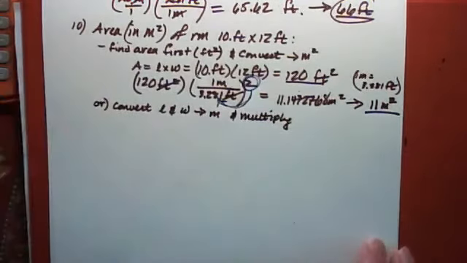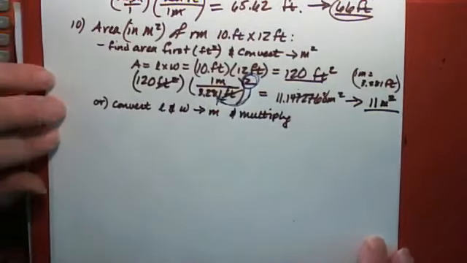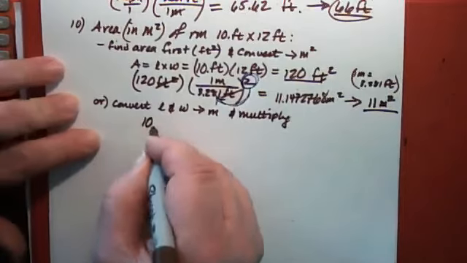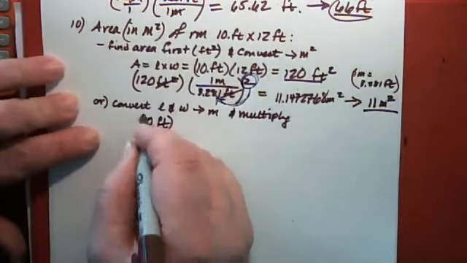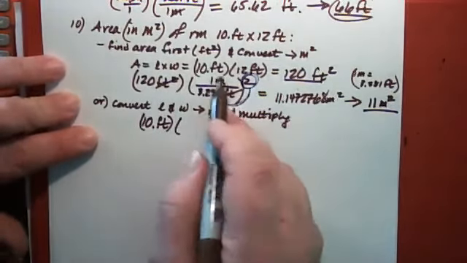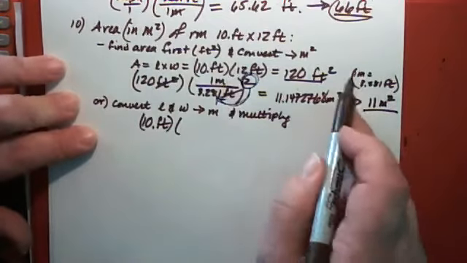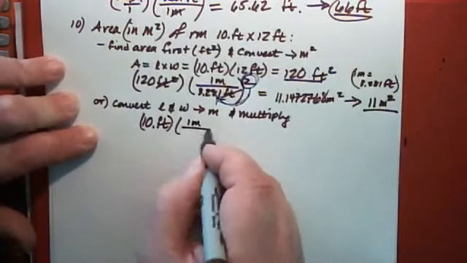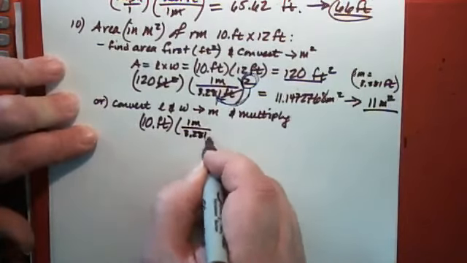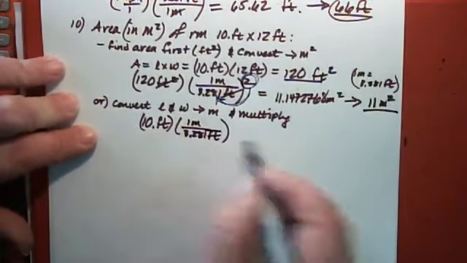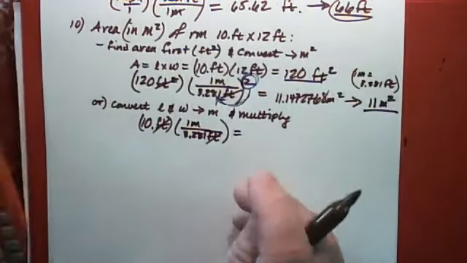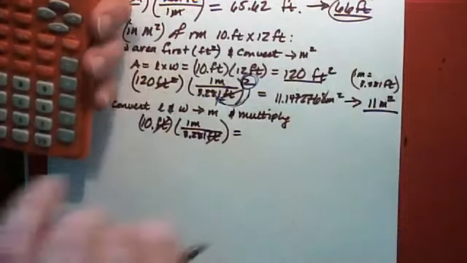The second thing would be just to convert the length and the width to meters and then just multiply them together. So 10 feet times the conversion factor between feet and meters. There's 1 meter for every 3.281 feet. Again, feet go on the bottom, so they'll cancel with what we had to begin with. And we get meters as the answer.